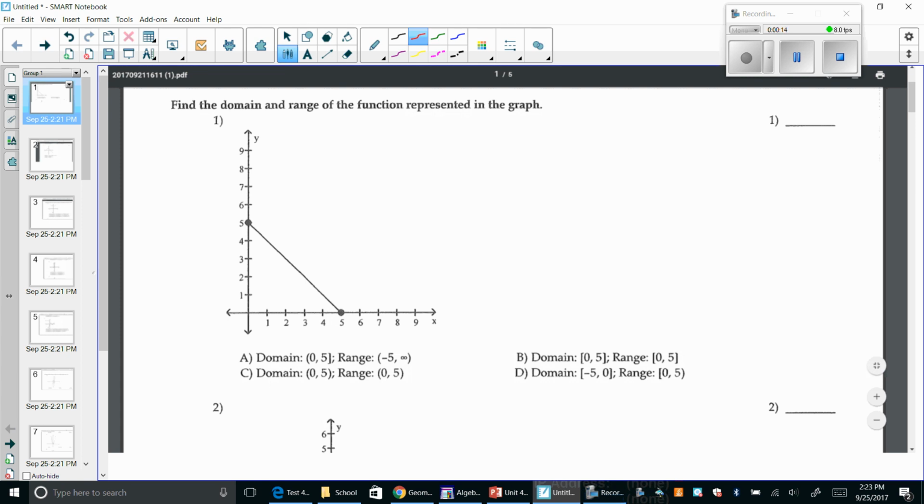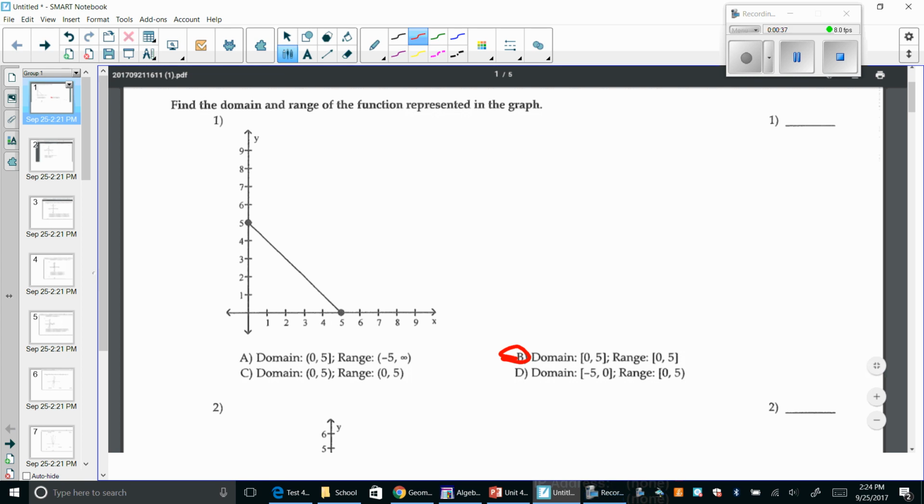This asks for the domain and the range of the function that's represented in this graph. If you look, domain is from left to right. So this domain is going from 0 to 5, and it includes both 0 and 5. There's closed dots at that. So the domain is from 0 to 5, both with a bracket, which means my answer has to be B. That's the only one that's from 0 to 5 with brackets.